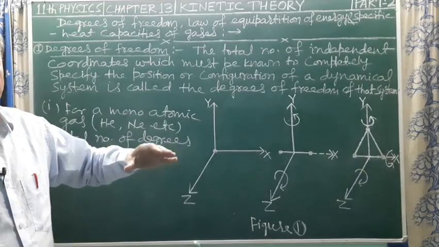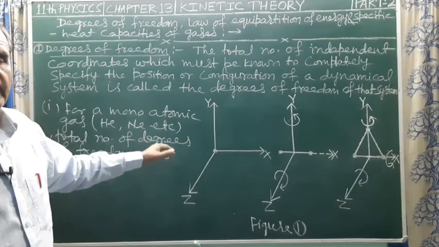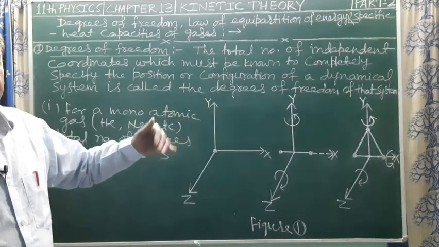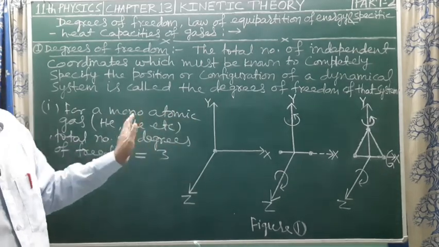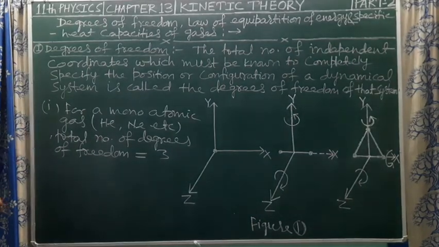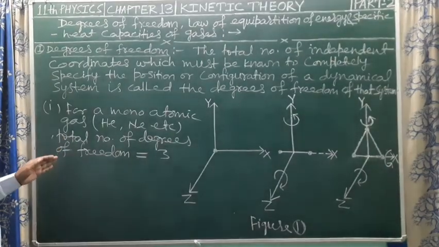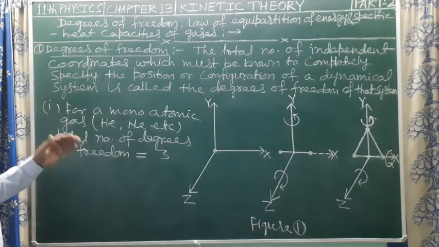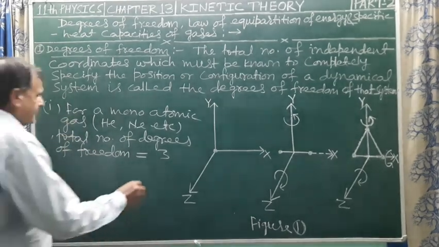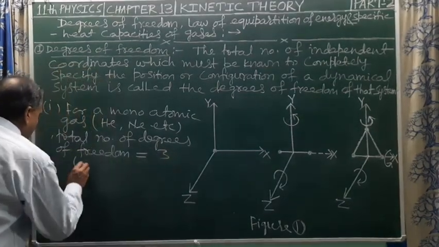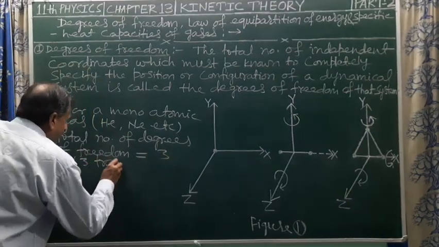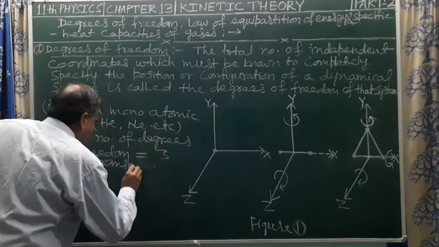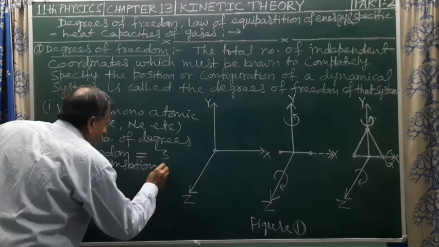Only translatory motion of a monoatomic molecule occurs along x, y and z axis, that is x, y, z plane in a space. So for a monoatomic gas, total number of degrees of freedom is equal to 3, and only 3 translational degrees of freedom.